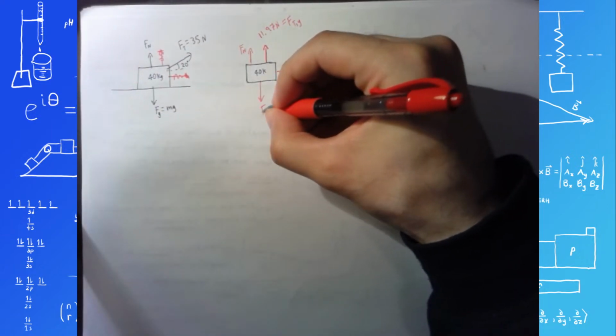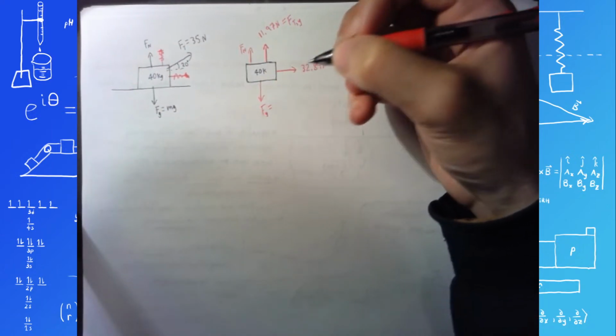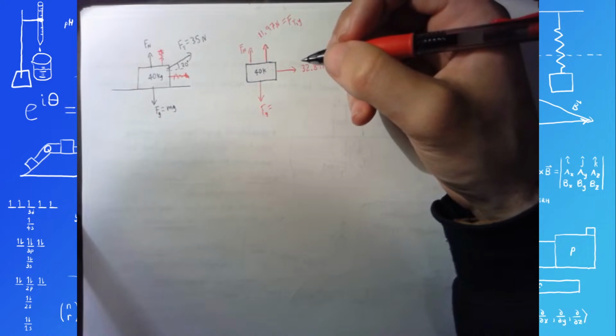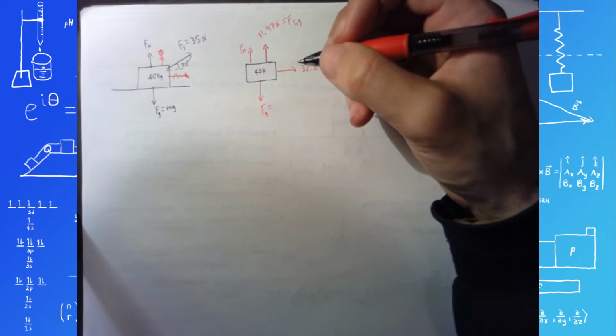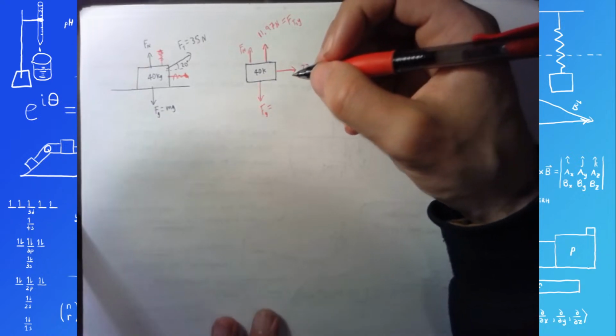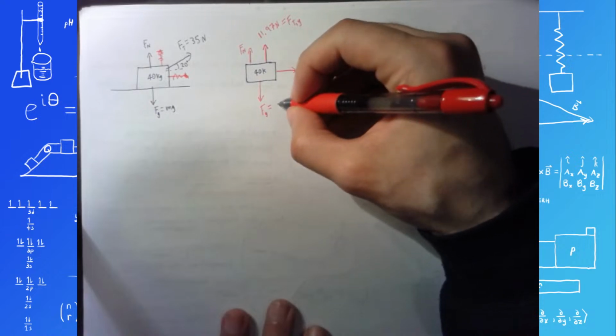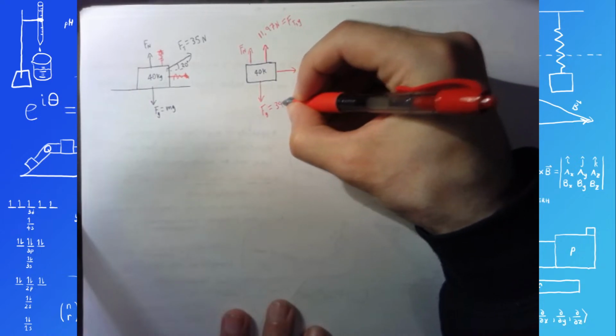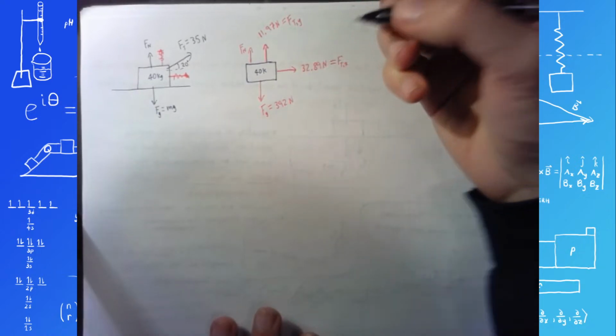Can you tell that I have done these physics problems way too many times? Now I know my 9.8 times tables. How sad is that? 392 newtons.